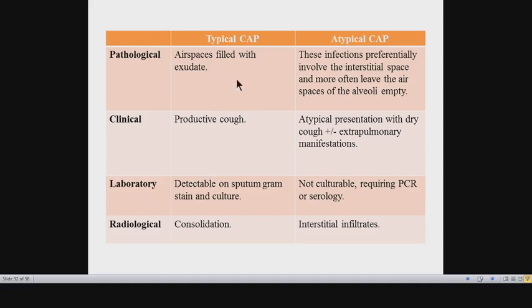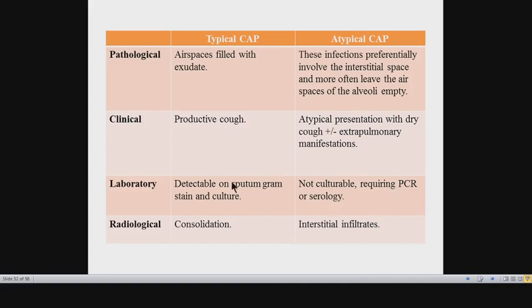Then also we can differentiate between typical and atypical pneumonia based on the laboratory findings. The typical organisms are detectable on sputum gram stain and culture, while the atypical organisms are not culturable. That means these organisms will not grow on our standard bacterial cultures. They will not grow on our blood agars. So these are non-culturable organisms, and for that reason, they are considered atypical organisms.